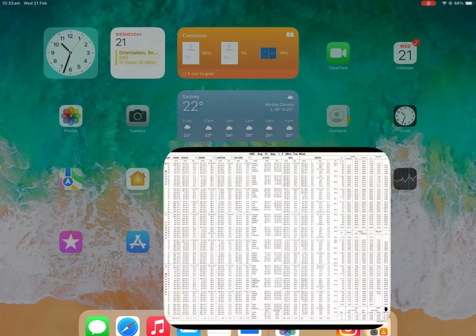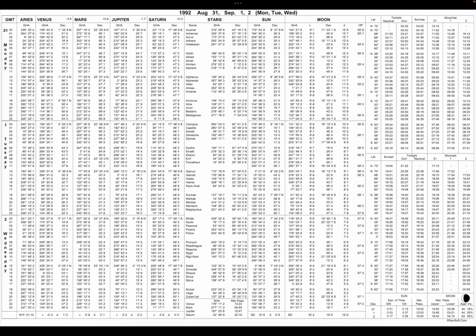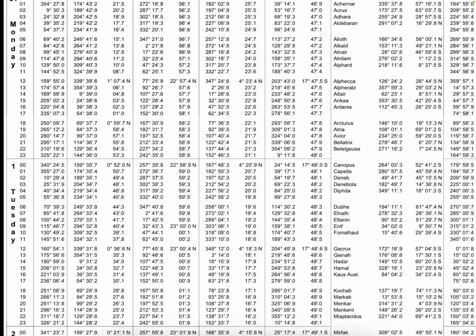All right, so I will go into the nautical almanac now. This is my nautical almanac for 31st of August. You can see at the top there the date is written 31st August 1992. The first thing I will do is find out the GHA sun for 44 degrees 57.7 minutes. So GHA sun for 31st August and 1500 hours.